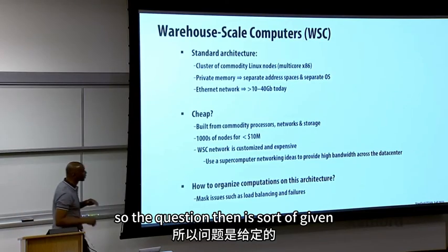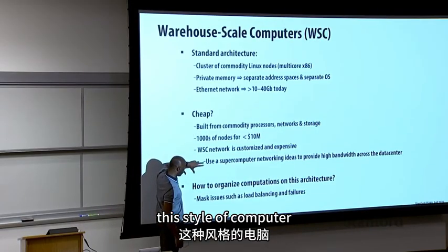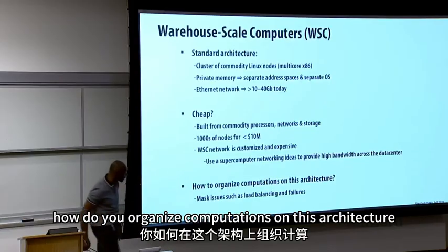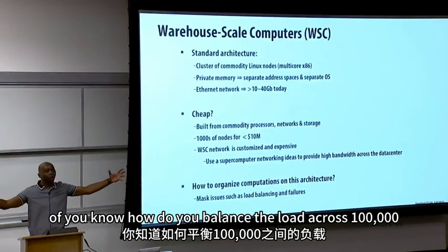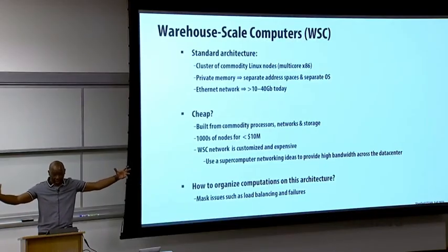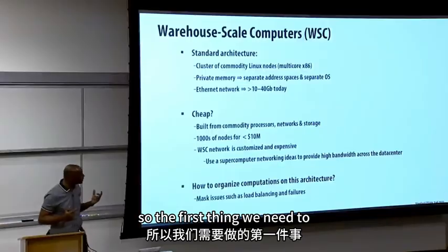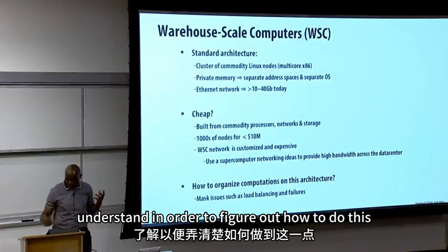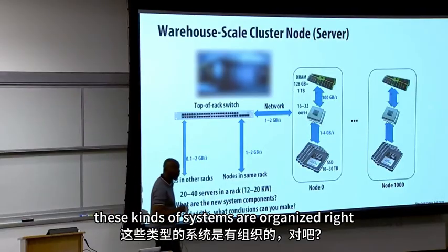So the question then is, given this style of computer, how do you organize computations on this architecture and mask this issue of how you balance the load across 100,000 CPUs, and then how do you mask failures? So the first thing we need to understand in order to figure out how to do this is how these kinds of systems are organized.